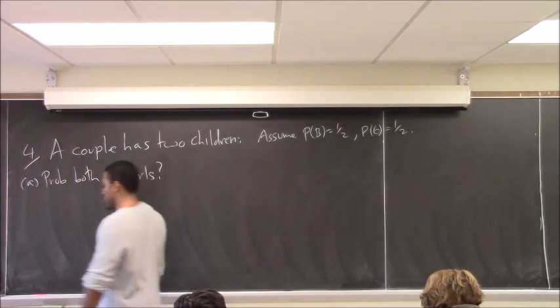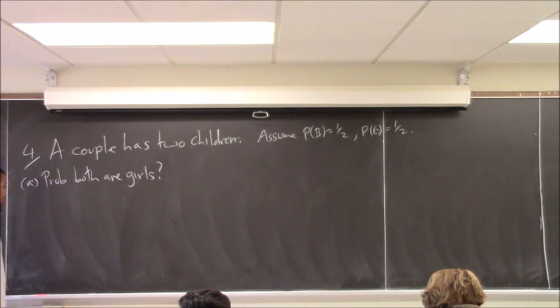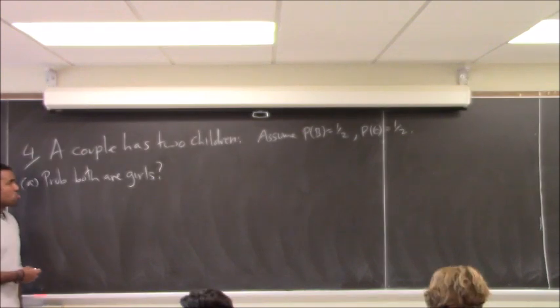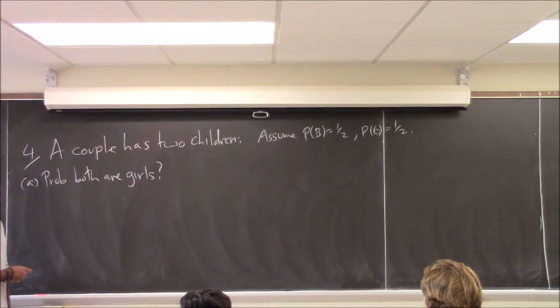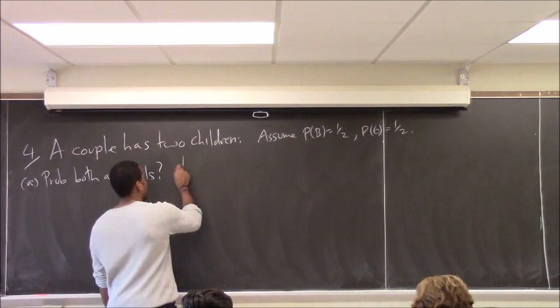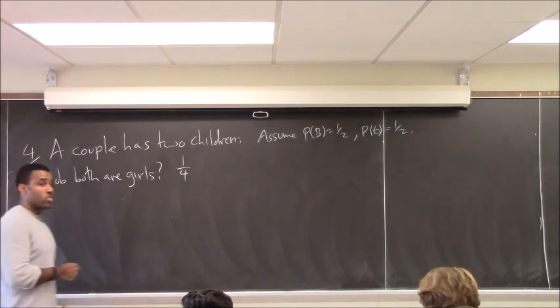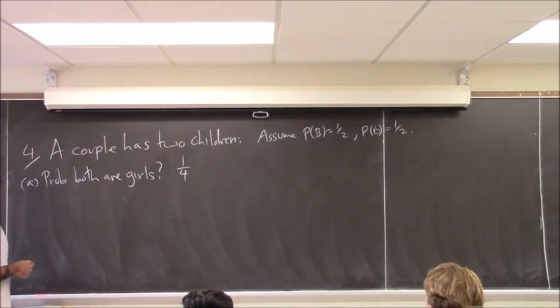You know a couple has 2 children. Note they didn't tell you what the sex of those children were. If someone asks you, if you were to bet that both were girls, what are the chances that you would be right? What do you think? Yep, Christian. It'd be like 1/4. 1/4. How do you get that? Because the probability of one child being a girl is 1/2, so you multiply 1/2 by 1/2.